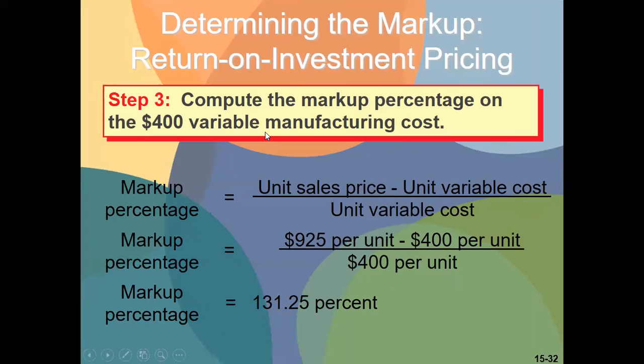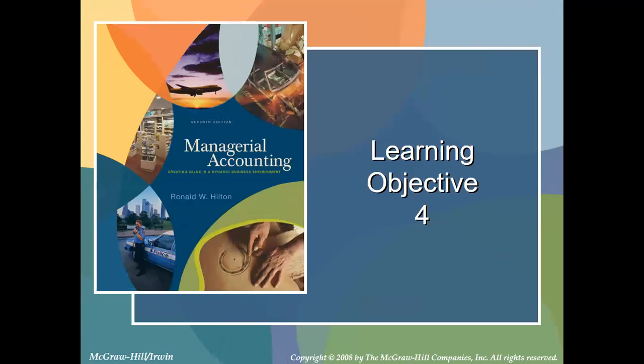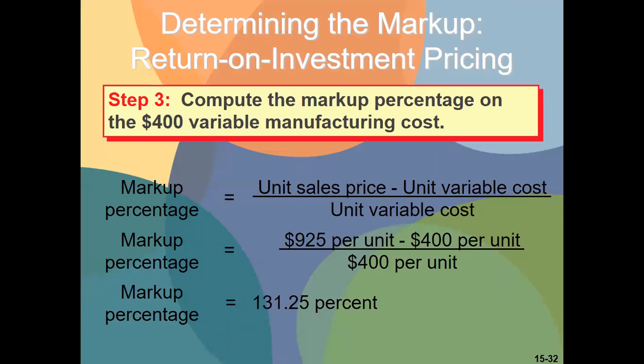Then step 3, compute the markup percentage on the $400 variable manufacturing cost. So I think I've said this already, guys, as to how we compute this one. Simply the difference between the sales price and the cost basis, which is variable cost in this case, is 525 divided by 400, that is 131.25%. All right, so that's how we got the percentage. And actually, I've discussed that already in part 1, and I was quite advanced.